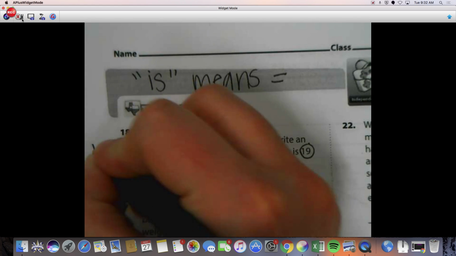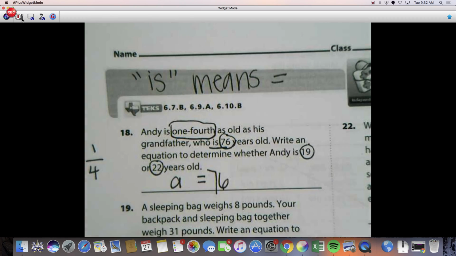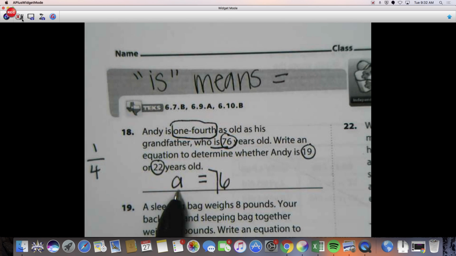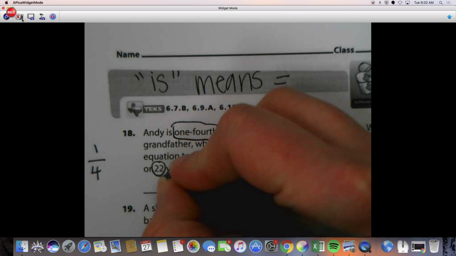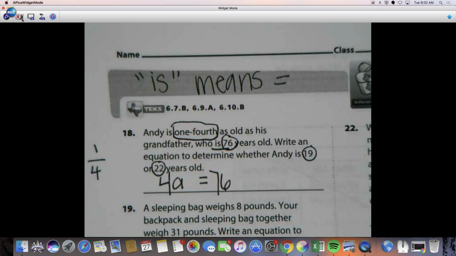So if I write 1/4, what is my denominator? 4. So what do I need to do with that 4? Multiply it by what? A. And we make it a squishy. And now I know that 4A equals 76.